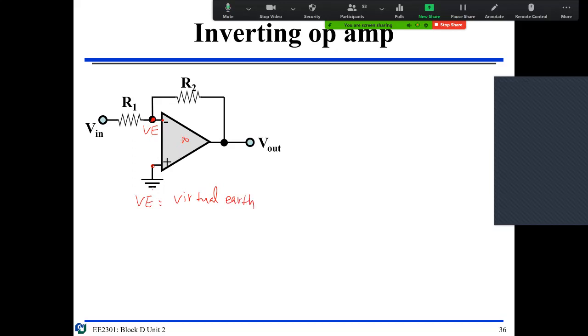Okay, so this is a ground or earth. So virtual earth. It's virtual earth. So usually you ground to earth, right? So V is ground. So this is 0 basically. This is 0. This is also 0.